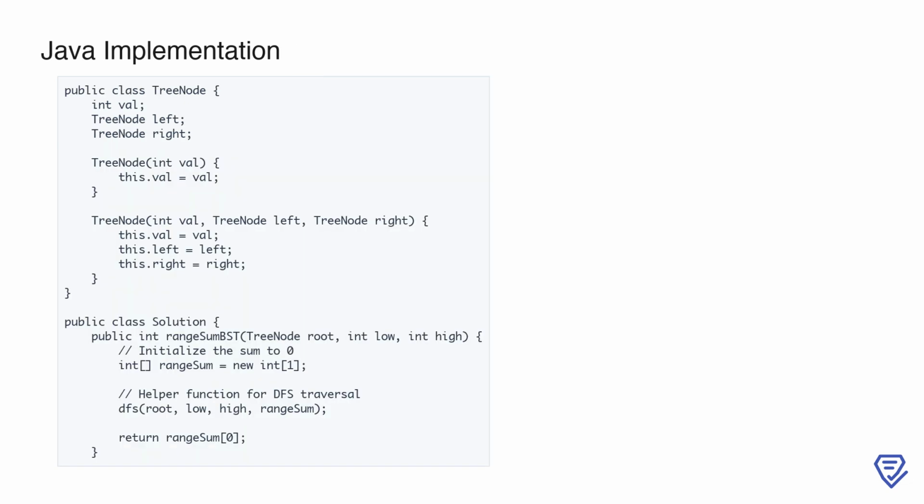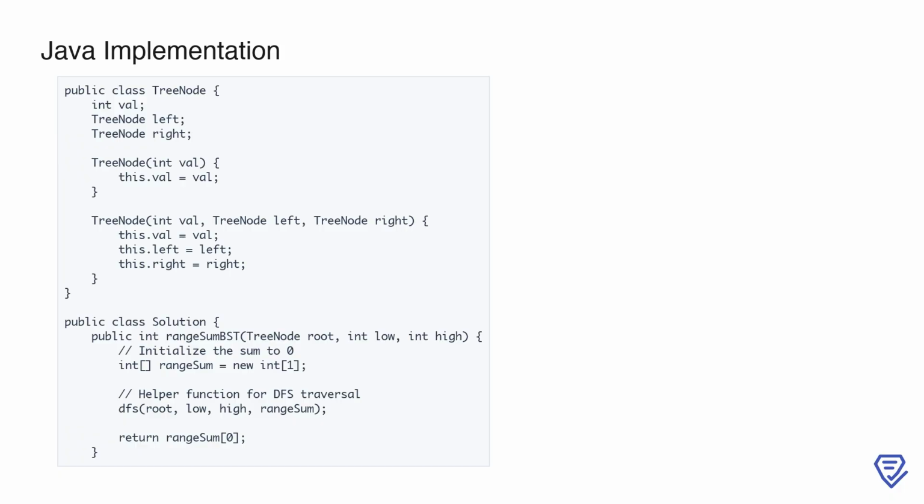Here, we begin by defining the structure of the binary tree using a TreeNode class. Each node in the tree contains an integer value, val, as well as references to its left and right child nodes. We provide two constructors, one that initializes a node with just a value and another that initializes it with a value and its left and right children. Next, we define the main solution class, which contains the rangeSumBST method.